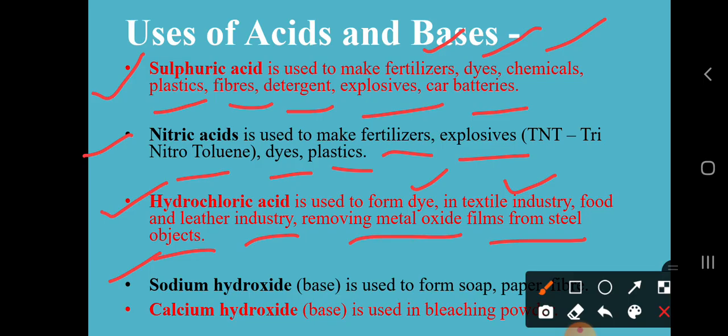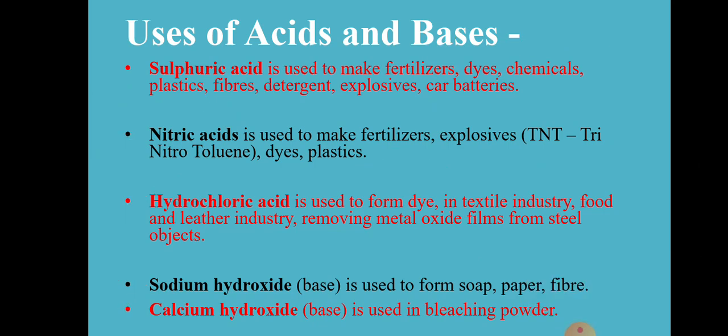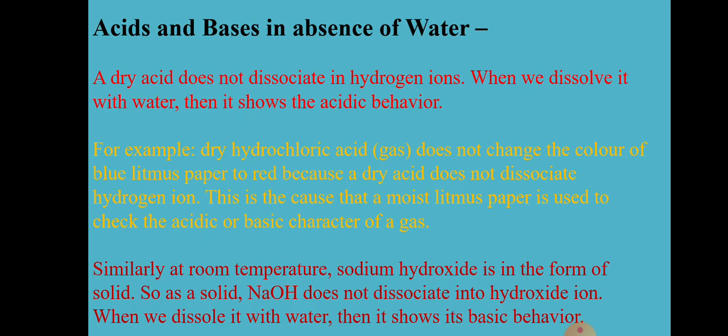Okay. So this sodium hydroxide we are using to form soap. Okay. And next is calcium hydroxide, which is a base, used in bleaching powder. Okay. So dear students, the bleaching powder concept we have in the last part of this lesson. We are going to focus more on that chapter, because some of the reactions are there. So I will show you how to solve such types of reactions. Okay. So these are some uses of acids and bases.